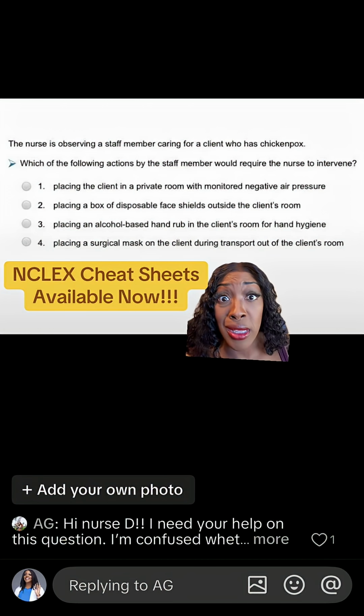So the fact that you're seeing disposable face shields outside the room, which means that's what people are going to be wearing when they go into that patient's room, that's the reason why the nurse is going to have to intervene, because it's wrong. Everything else, choices 1, 3, and 4, all of those are correct. That's why you wouldn't intervene, and that's why it's not the correct answer. Does that make sense?